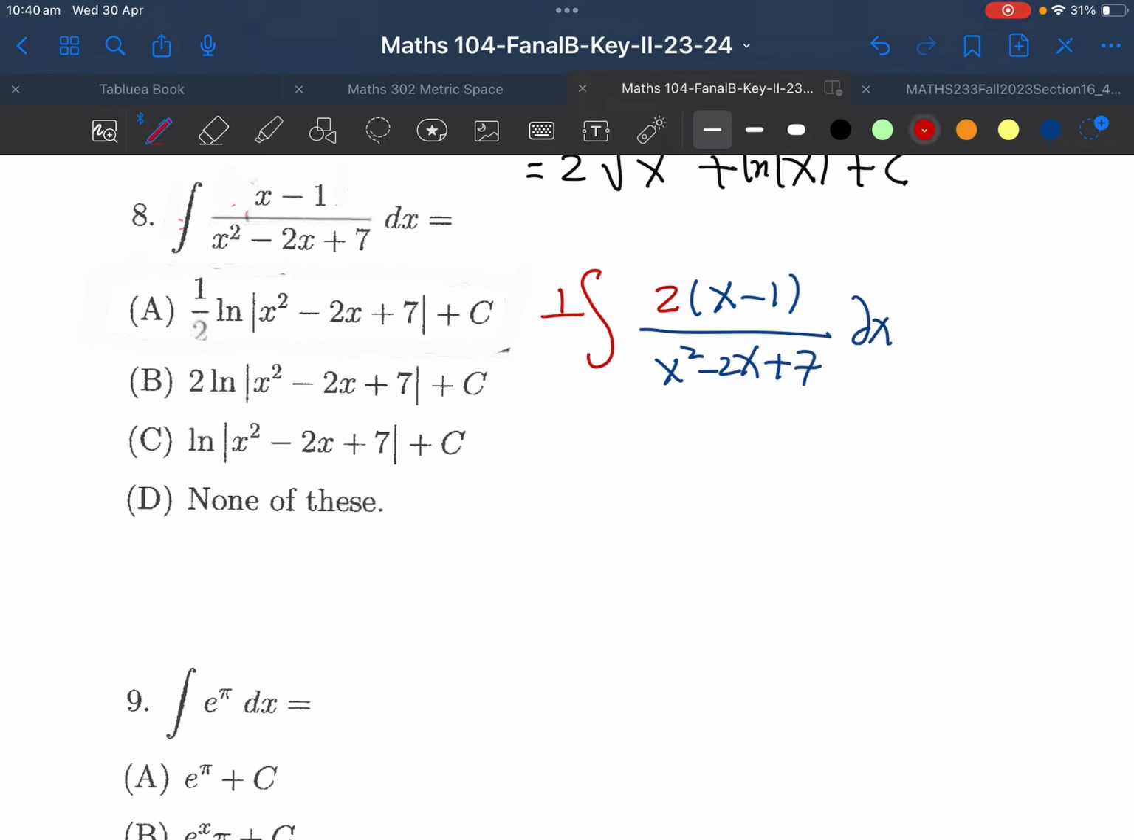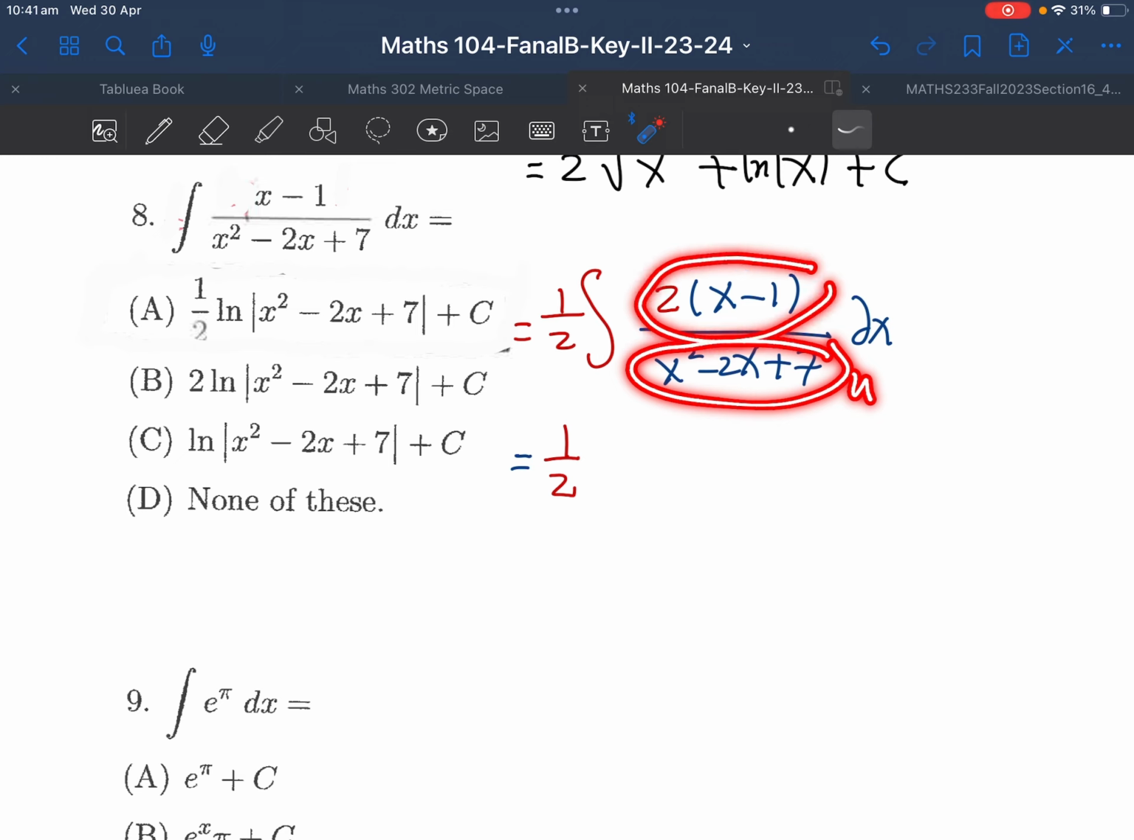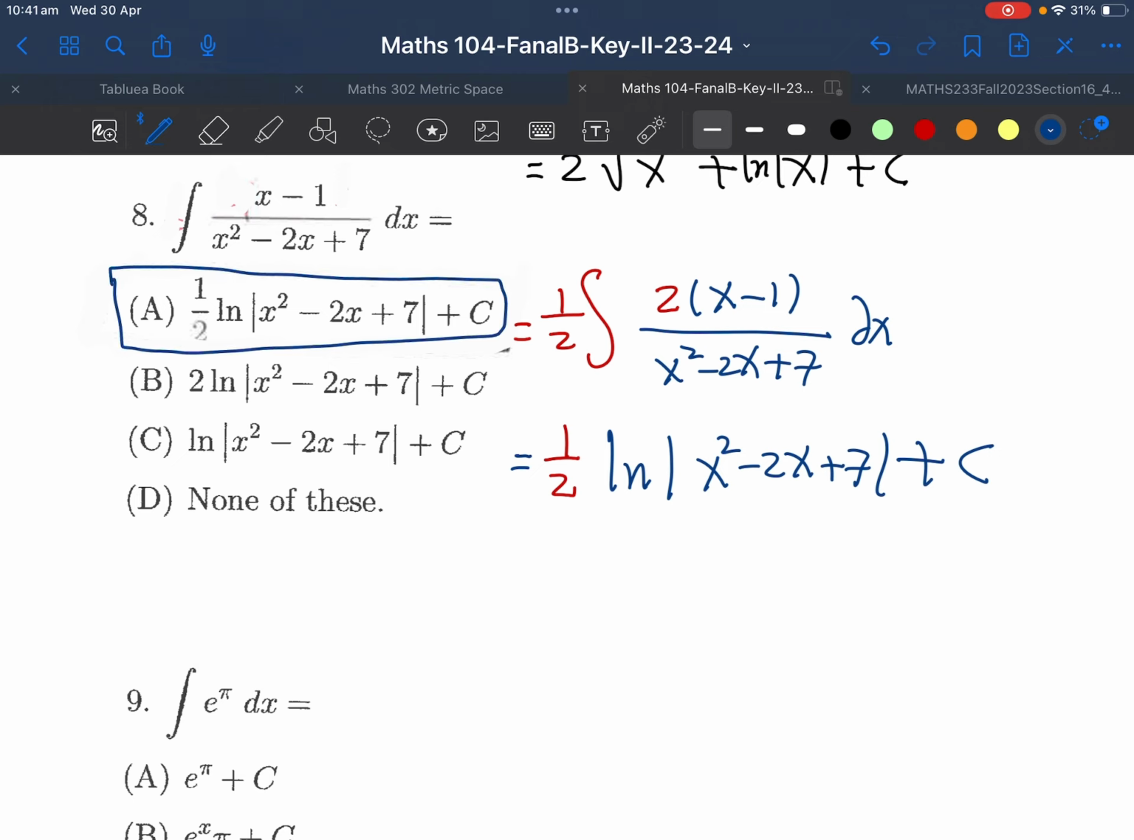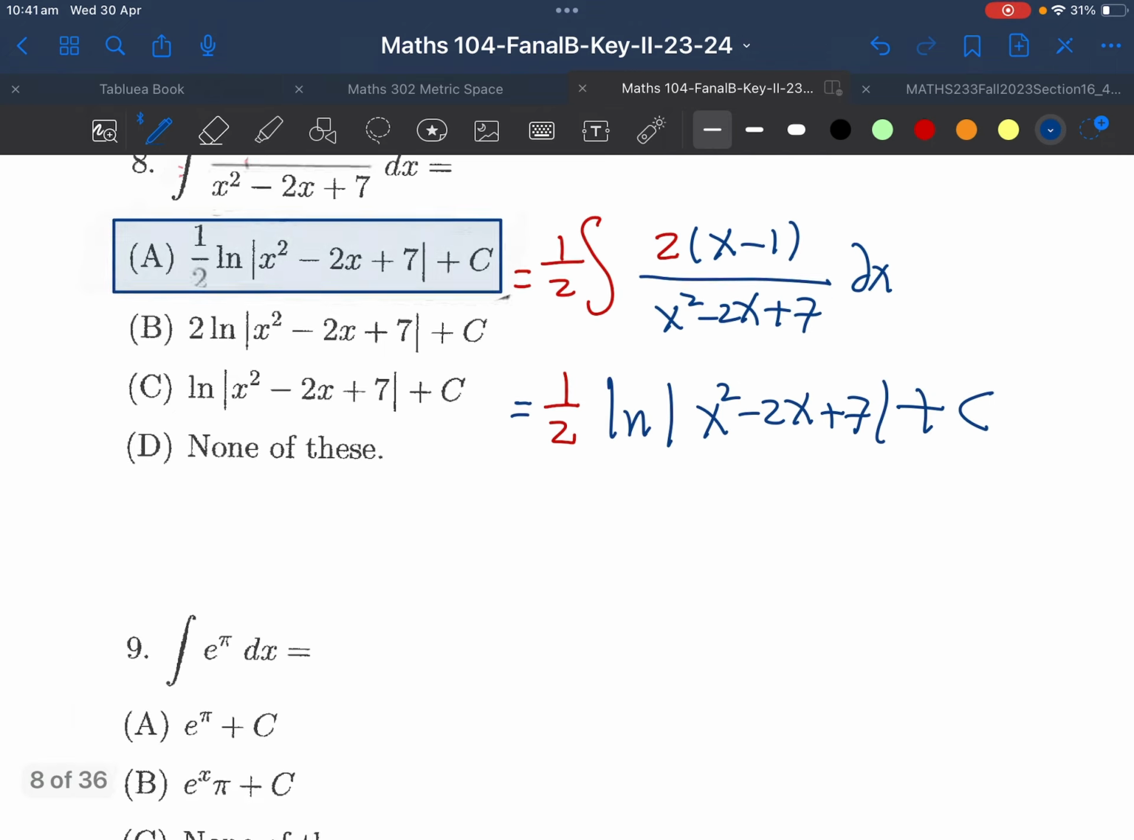This is the shortcut for the logarithmic integration. So we get 1 over 2. Now you have u and you have u prime. Remember, if you have u prime over u and you do integration, this is just ln. So the answer here would be 1/2 ln of x squared minus 2x plus 7, plus c. Which one of these corresponds to this answer? The only one is A, because the only one that has a half is A.